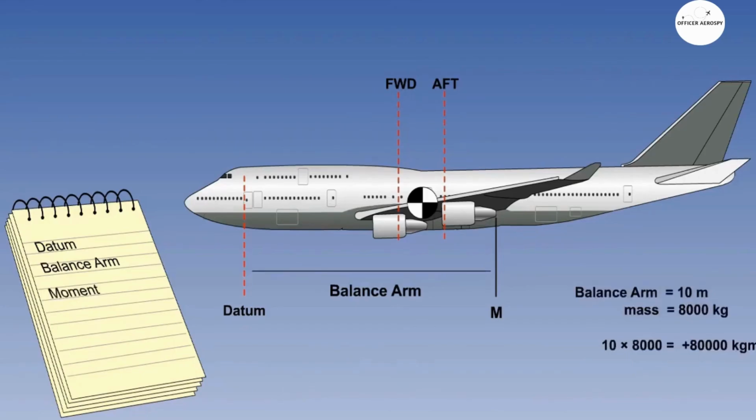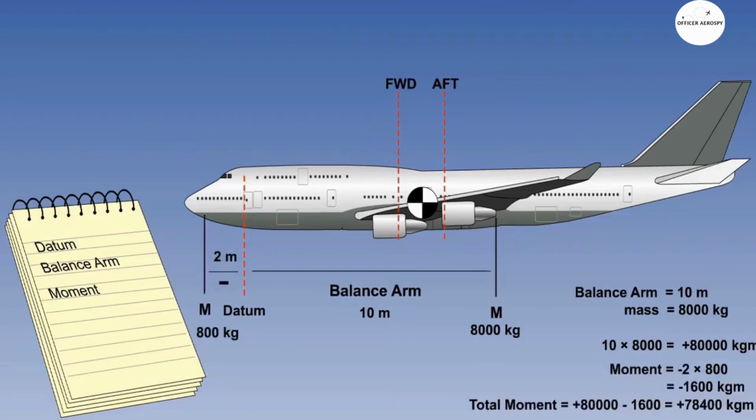So let's say the mass is 8,000 kilograms, the moment becomes 80,000 kilogram meters. It is very important to know that a moment forward of the datum is negative, and conversely, it would be positive. The positive moment is 80,000 kilogram meters, and the negative is 1,600 kilogram meters. So the total moment is considered by summing the moments, and we end up with 78,400 kilogram meters, which is positive.